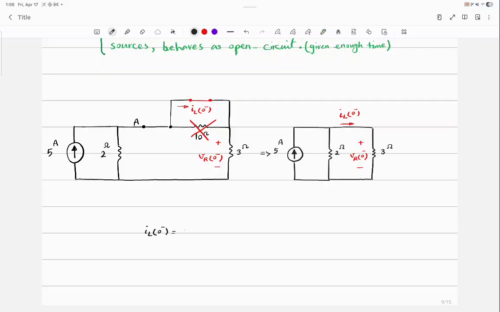It's inversely proportional. 5 amps multiplied by 2 divided by 2 plus 3 is equal to 2 amps.